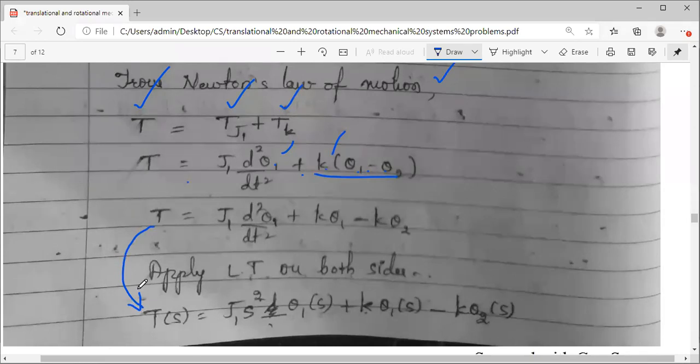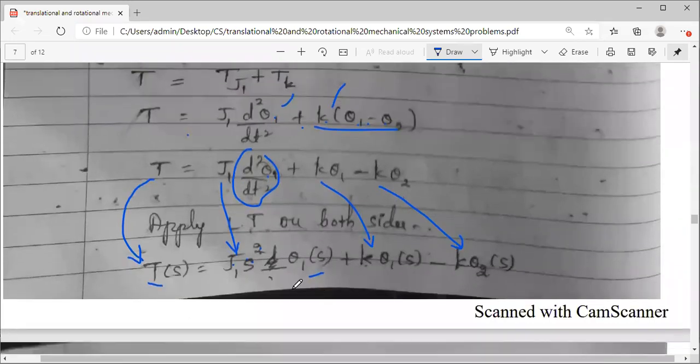The time domain will get converted to frequency domain T of S. And whenever you have double differentiation, Laplace transform will be into S square. So J1 is constant, S square, and theta 1 becomes theta 1 of S domain parameter. Plus, there is a constant k into theta 1 of S minus k into theta 2 of S. This is the Laplace transform for the torque equation. Further, you can reduce this.